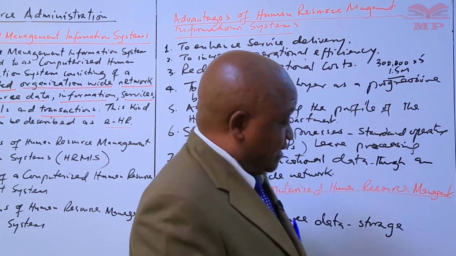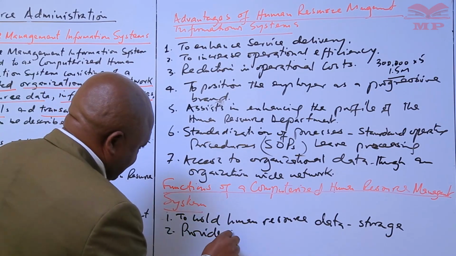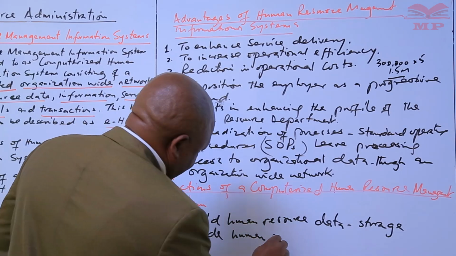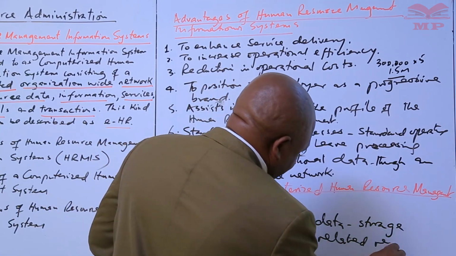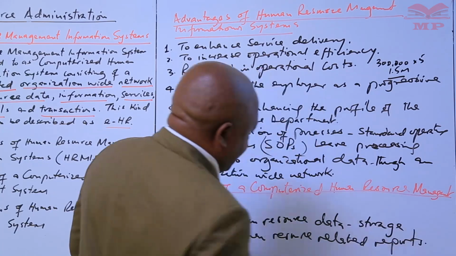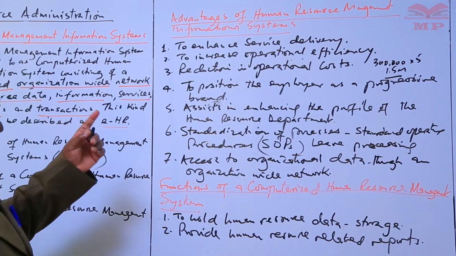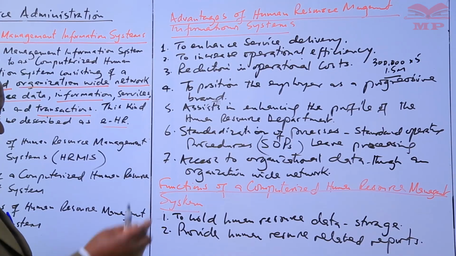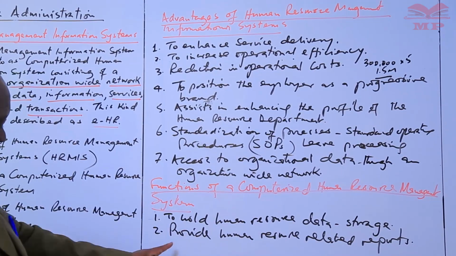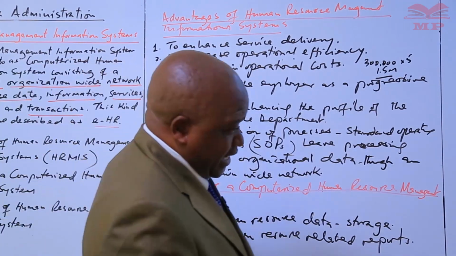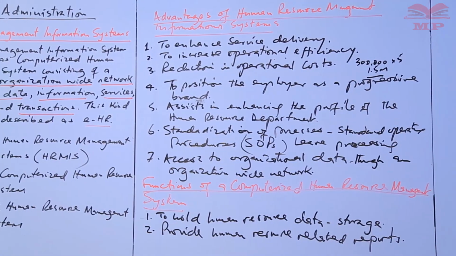So one of the functions of a computerized human resource system is to hold human resource data within a given organization, then to provide human resource related reports. Whenever reports are needed by maybe the top management, a computerized human resource system can take information from one center to another, bring this information together, and bring out a report that can be used in relation to that particular organization.